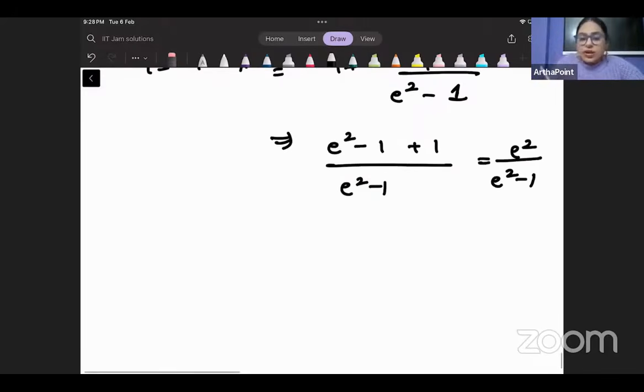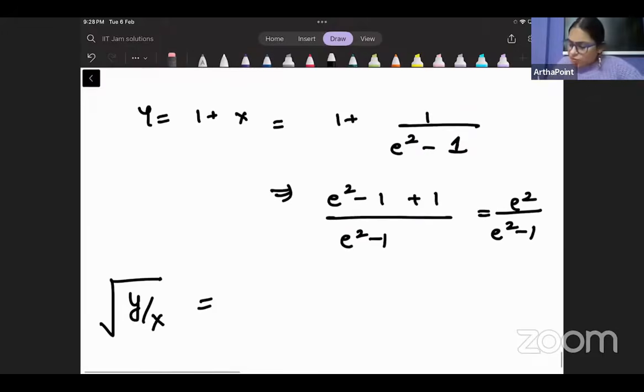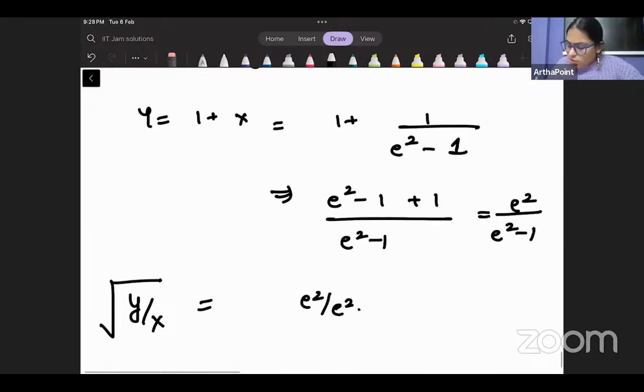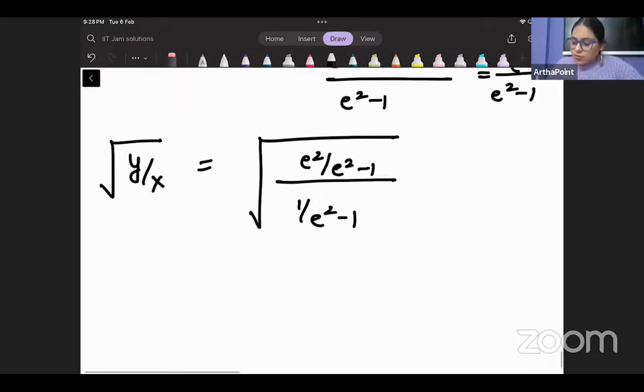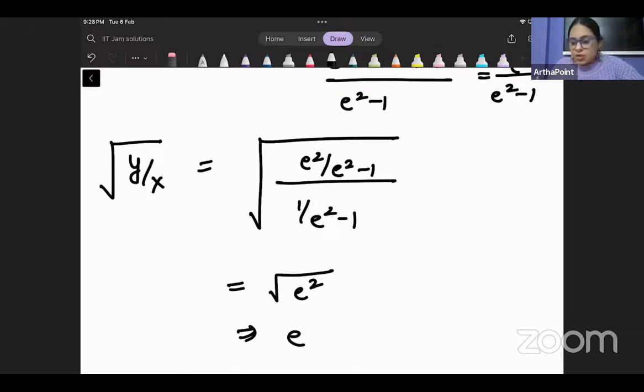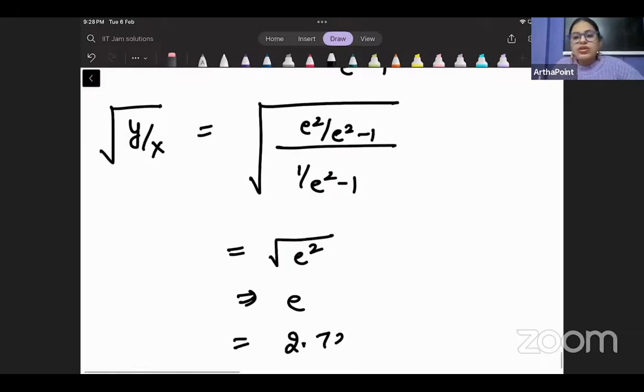अब क्या क्वेश्चन बोल रहा है? Find y by x under root. तो y का वैल्यू क्या आया है? e square upon e square minus 1. And x का वैल्यू क्या आया है? 1 upon e square minus 1 under root. तो बेटा this will give you under root of e square. That means e. So e is nothing but 2.72. So the correct answer to this question will be 2.7.